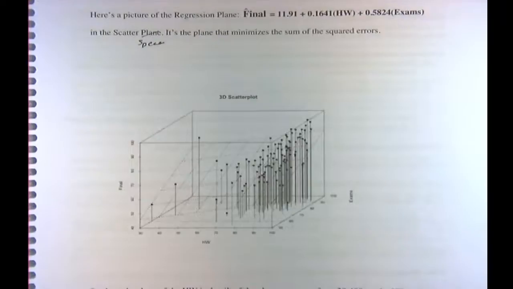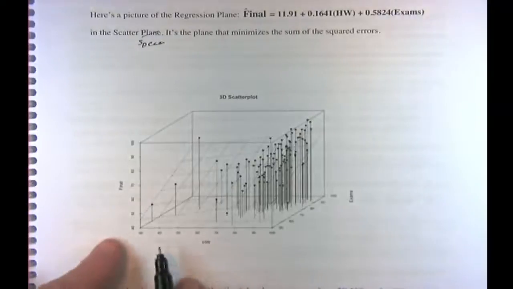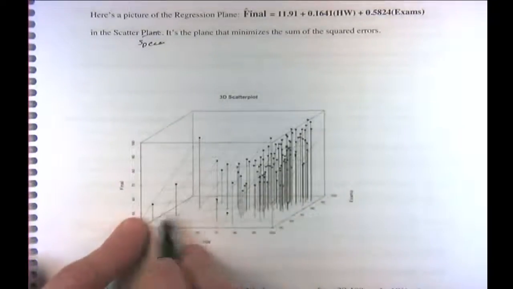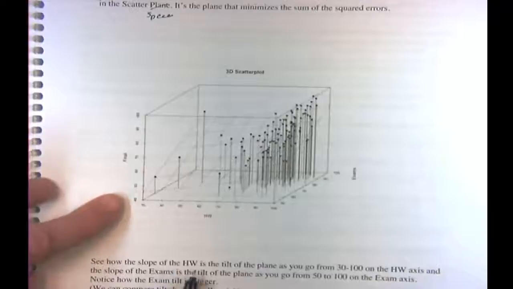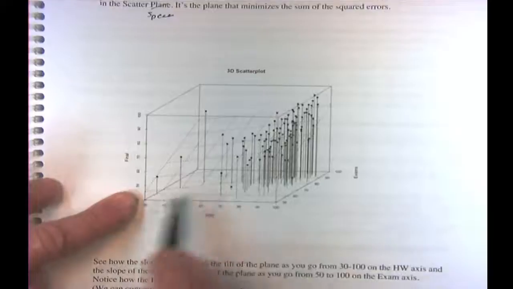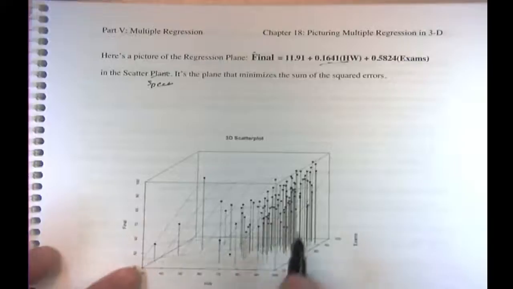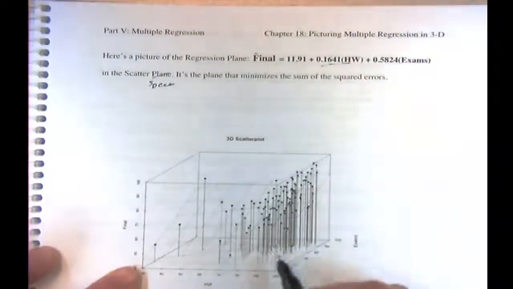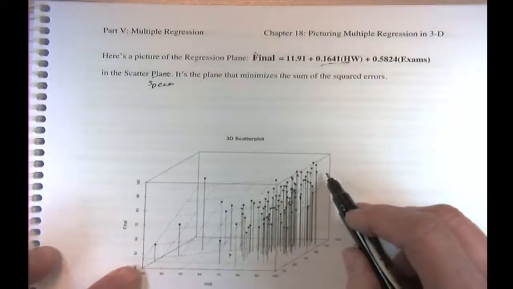All right, now let's look at those slopes that we got. We looked at the exams, and along here is the homework, and here is the exams. This gradual tilt, see how the slope of the homework is the tilt of the plane? As you go from 30 to 100, it's a gradual slope, whereas the effect of the exams is very steep, okay?